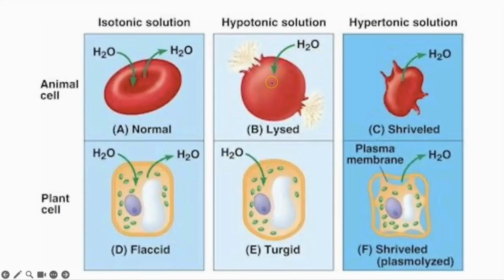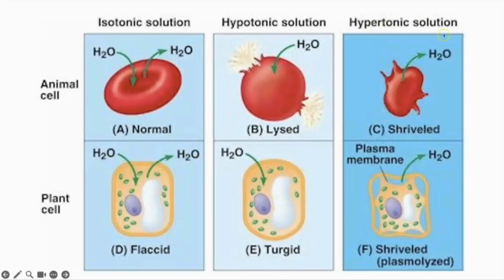When it comes to a hypotonic solution, if the water molecule concentration outside the cell is higher, it moves into the lower concentration. That means it moves inside the cell. So when the cell absorbs more water, the animal cell becomes lysed. That means it bursts. In the plant cell, the plant cell becomes turgid. It does not burst because the plant cell has a cell wall.